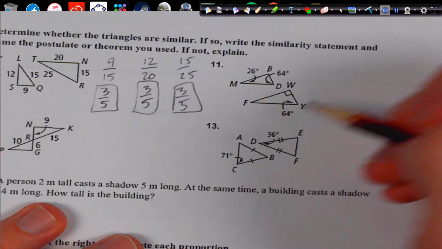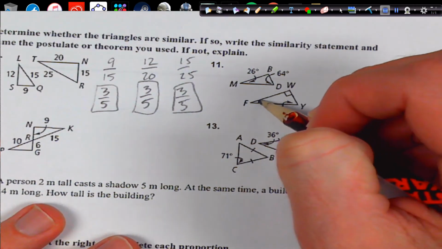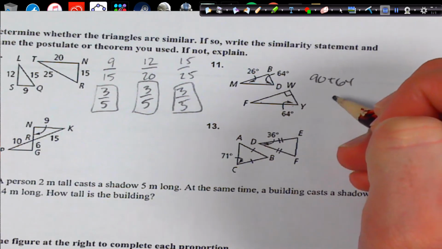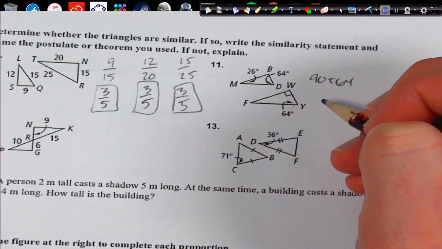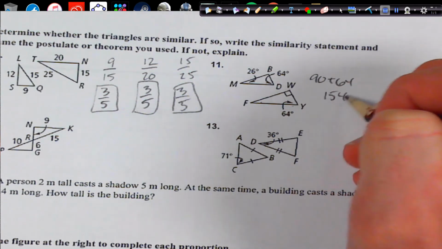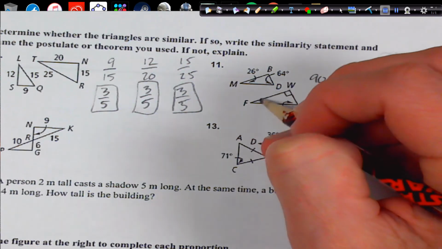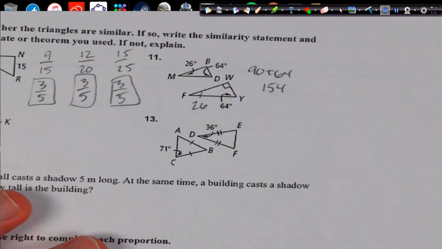All right, let's look at number 11. We have the 90 degree and the 64. So I want to find this third angle, so I'm going to do 90 plus 64, and that's going to give me 154. And then I'm going to subtract that from 180. And so I get 26 left over. So yes, these triangles are similar.